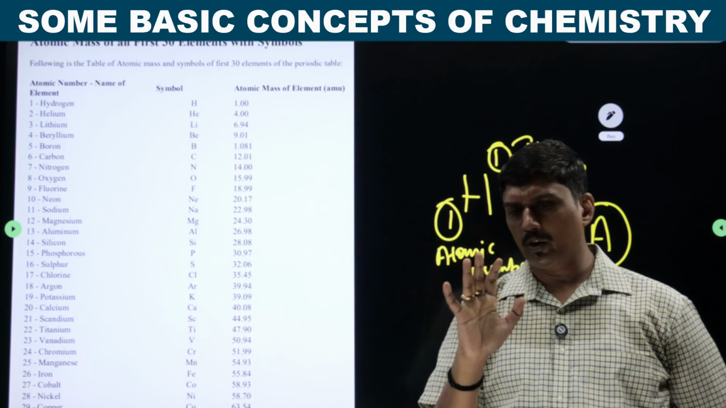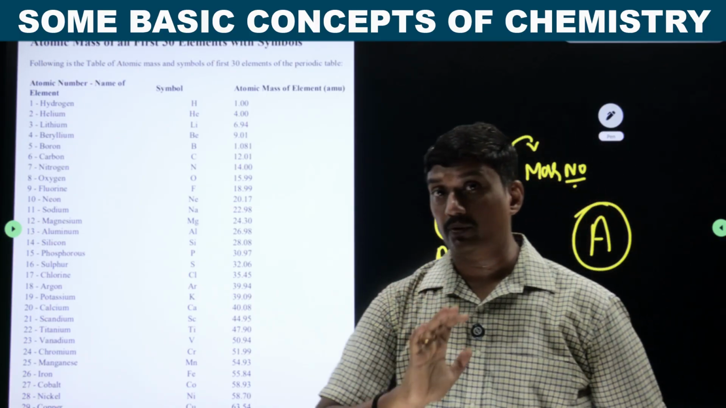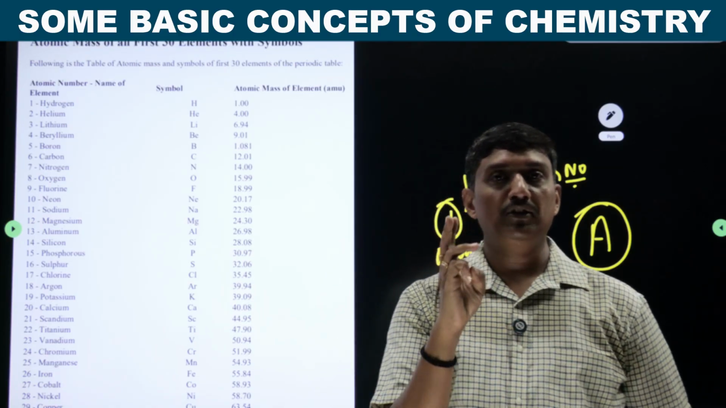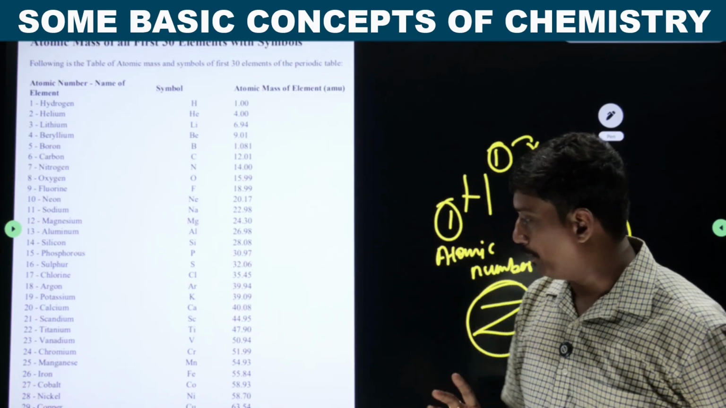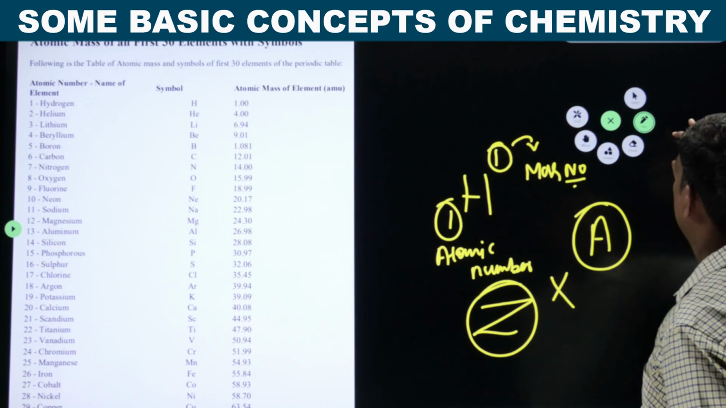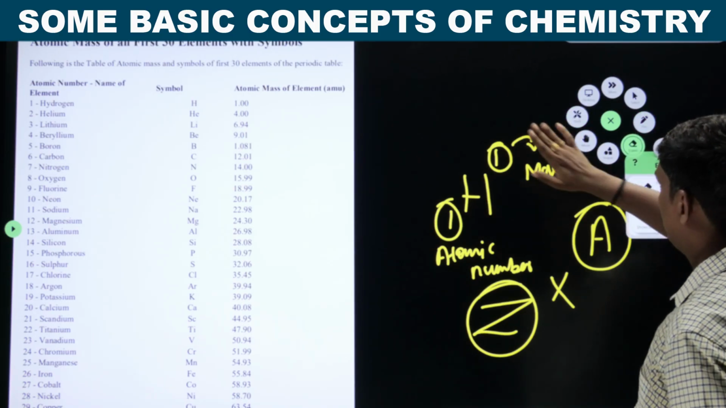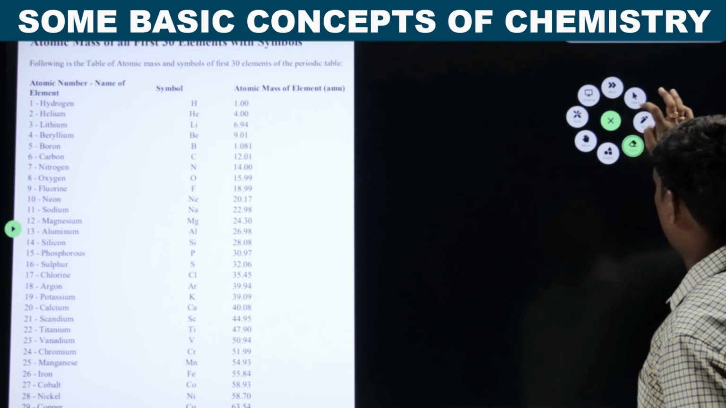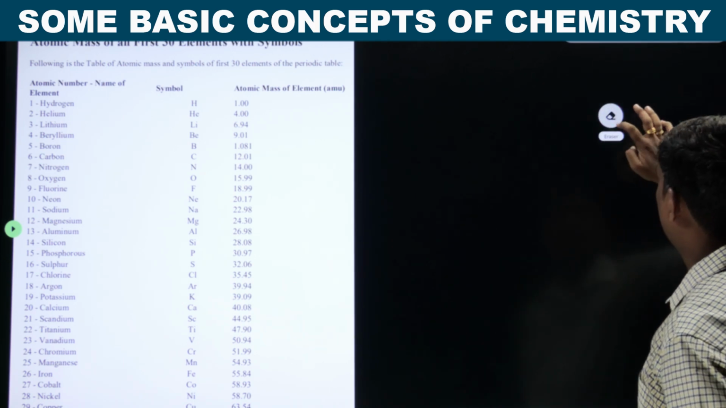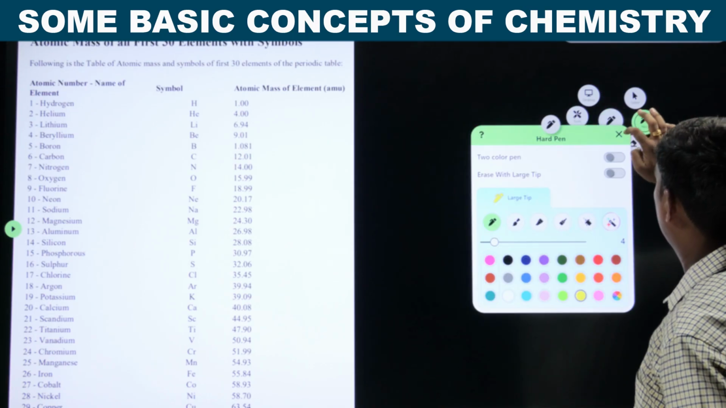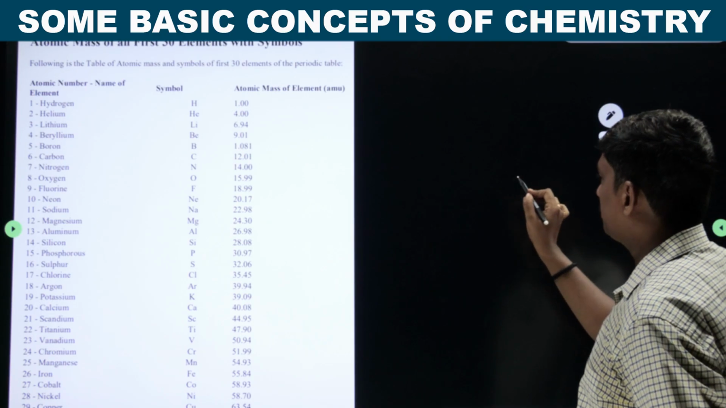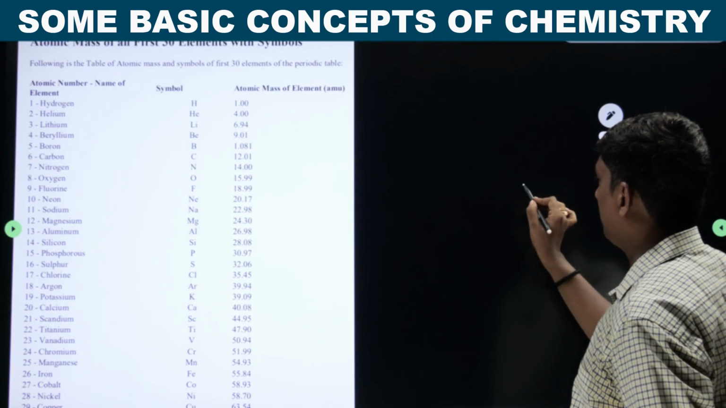Now I won't explain in detail about the structure of an atom, I will brief it. If you take an atom, it is mainly made up of three components. Without knowing this, the next topic will be difficult to understand. That's why I am explaining in brief. See, structure of an atom. Take any atom.